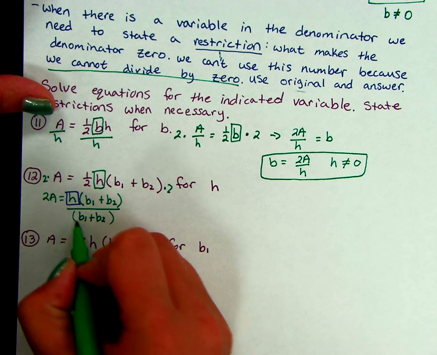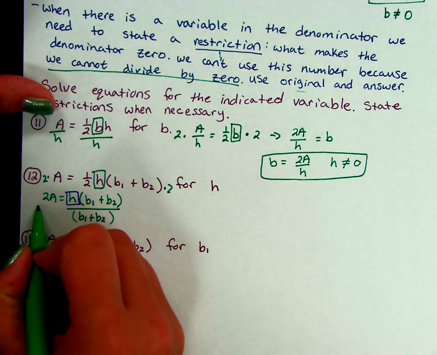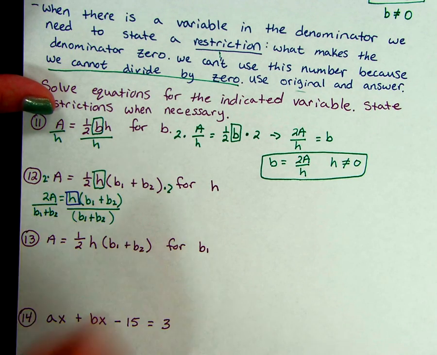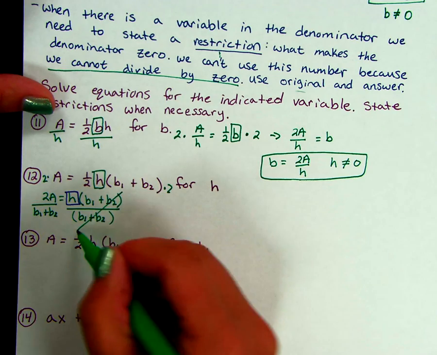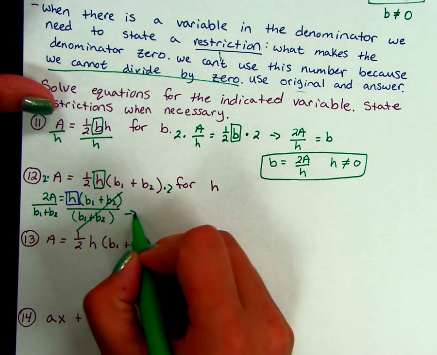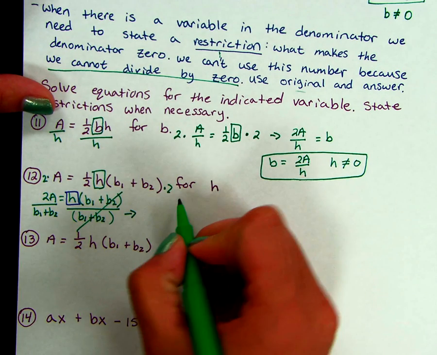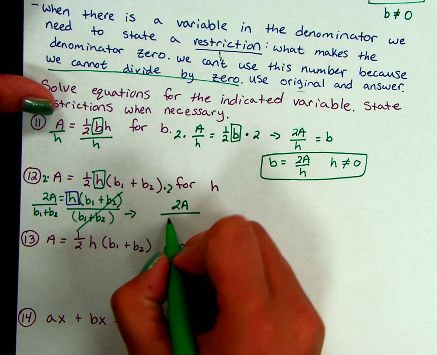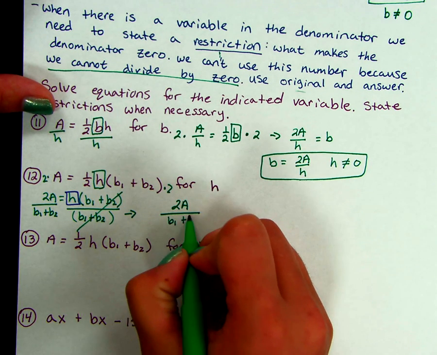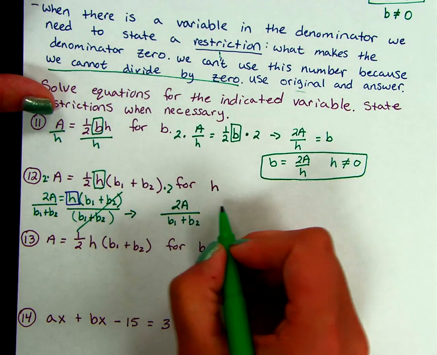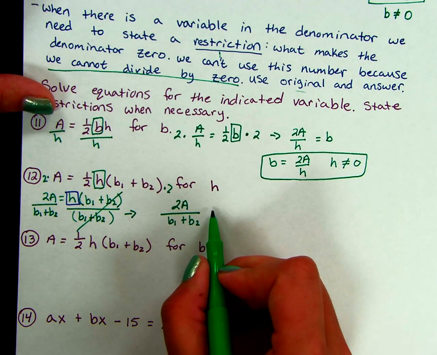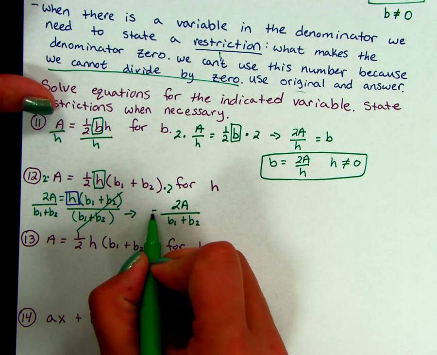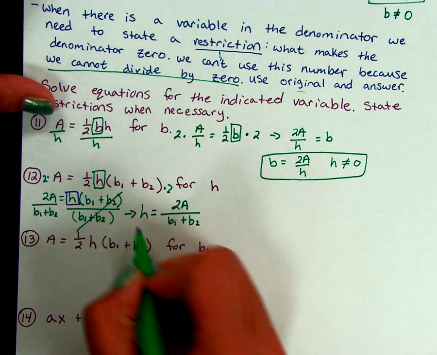If it helps, we can include the parentheses, but you don't actually need to. And then this side, same thing, B1 plus B sub 2. So this whole thing is going to cancel itself out. Now we have 2 times A divided by the quantity of B1 plus B2, and it would be equal to H. We know that H needs to be on the left, so I'm just going to write it like that right away. H equals, and then our group here.